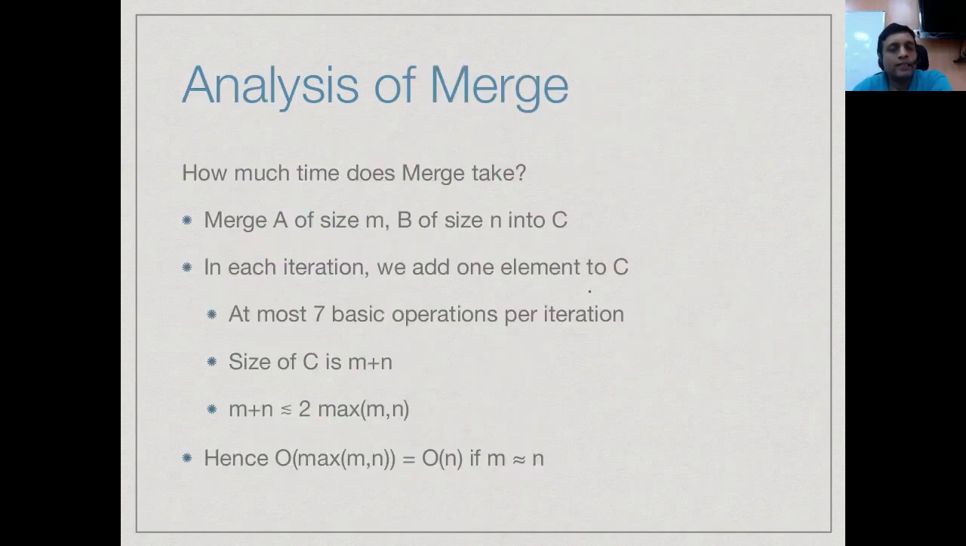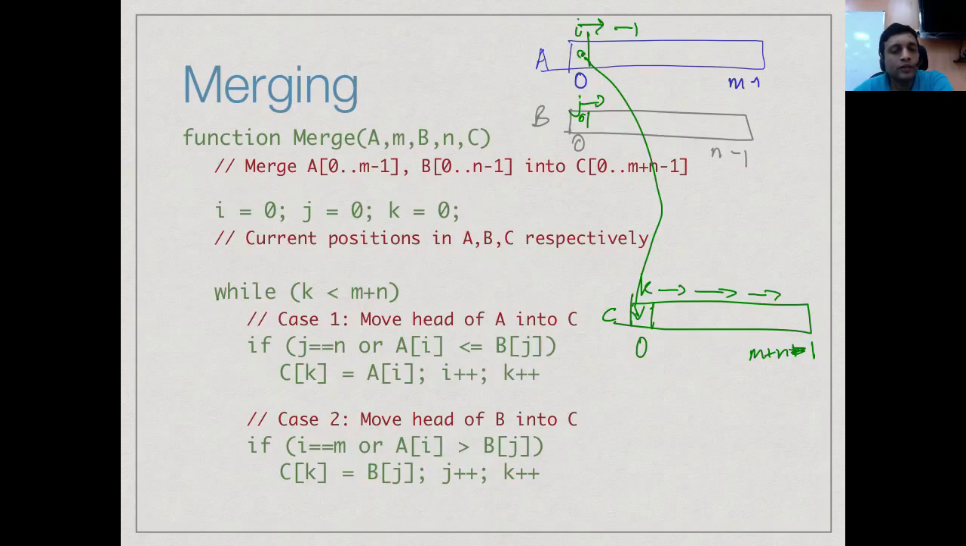So in each iteration, notice that we add one element to C, right? But the size of C is exactly m plus n, because there are m elements in A and there are n elements in B, and each of them will eventually make it to C. So there are m plus n elements, right? And in each iteration of this loop, one element gets added to C, either in this if or in this else, and k is incremented. Right?